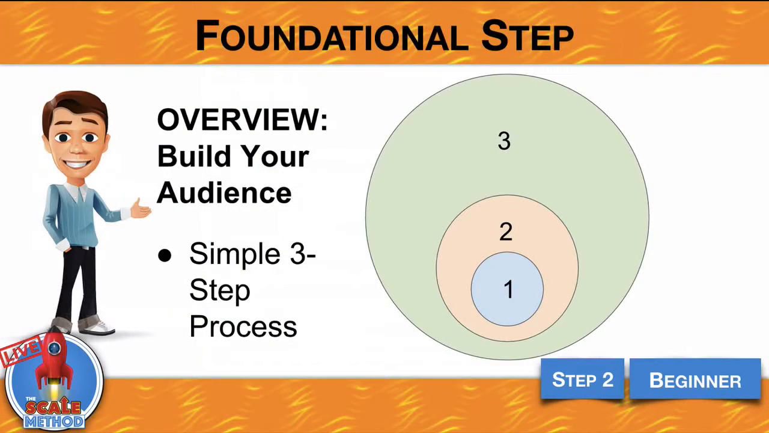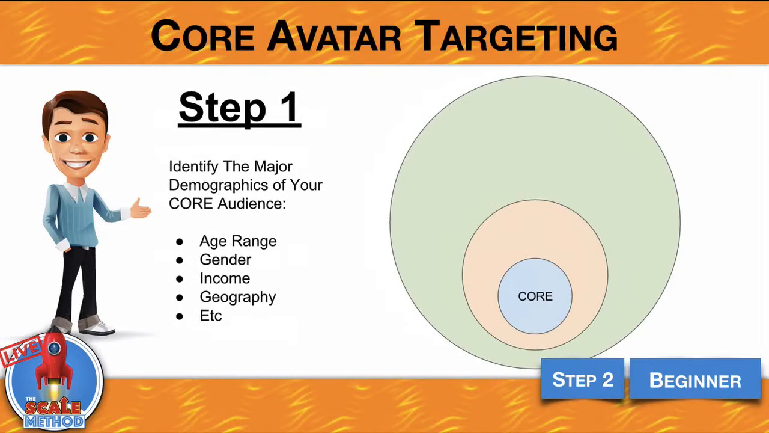See, here's what a lot of people do: we want you to build your audience in 3 different steps. Step 1, your core audience. This is where you're going to focus on who's your avatar. Age range, gender, income, geography, etc. The more detailed you can be on your avatar, and we help you do this through our trainings, the more detailed, the more that this is all going to work.